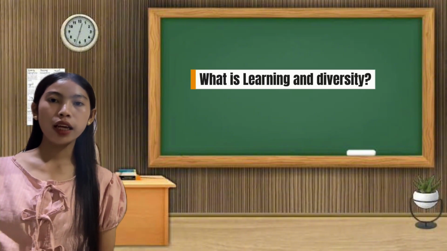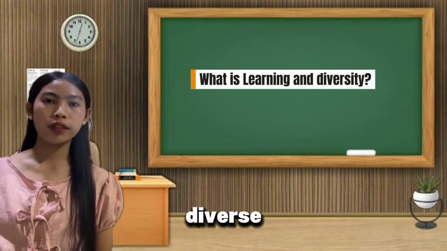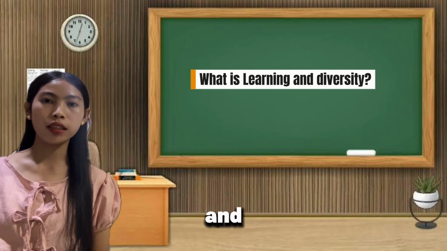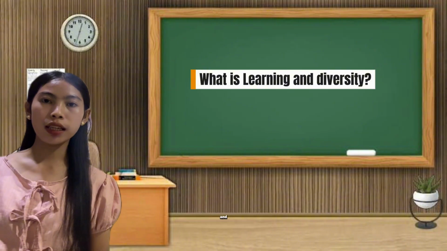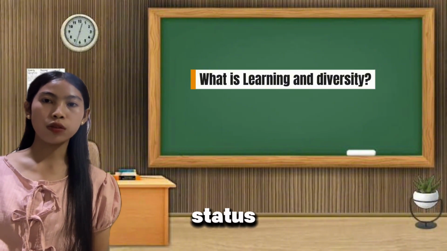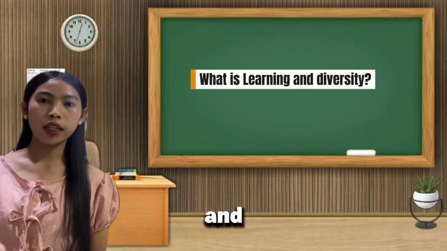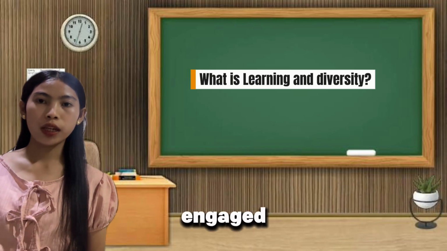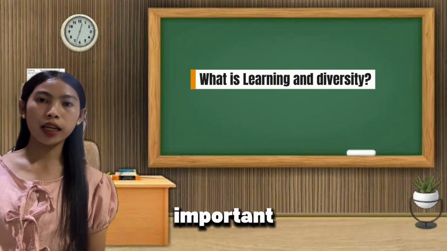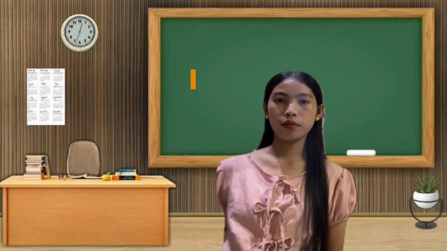Number 13, learning and diversity. Learning is most effective when learners' diverse backgrounds are respected and included. Factors like language, culture, ethnicity, and socioeconomic status all affect how people learn. When students feel that their culture and identity are valued, they become more motivated and engaged. That's why it is important to design learning activities that consider diversity.